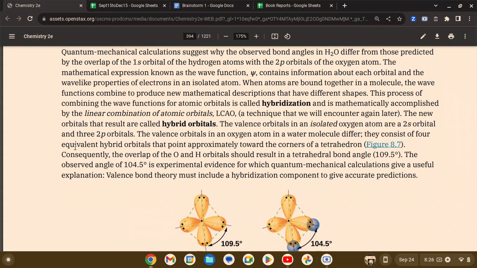They consist of four equivalent hybrid orbitals that point approximately toward the corners of a tetrahedron. Consequently, the overlap of the oxygen and hydrogen orbitals should result in a tetrahedral bond angle. The observed angle of 104.5° is experimental evidence for which quantum mechanical calculations give a useful explanation. Valence bond theory must include a hybridization component to give accurate predictions.